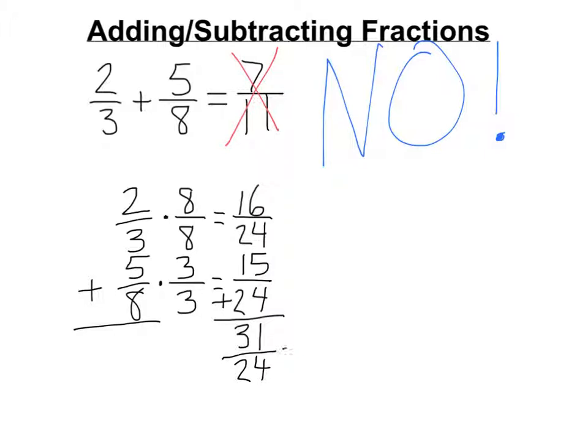This is an improper fraction, so we need to simplify. 24 pieces will make one whole, so if I take 24 of these, I get one whole. Well, taking 24 away will leave 7 behind, and they're still 24ths. This video ends in 3, 2, 1.